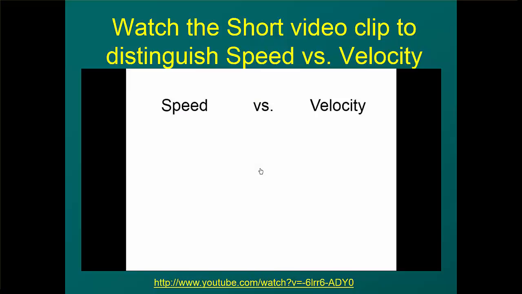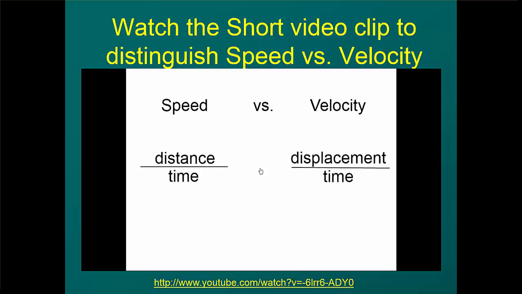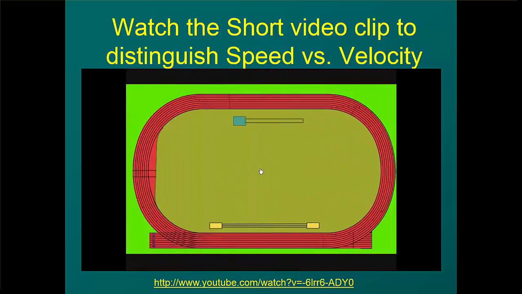How fast Usain Bolt was going depends on if you look at his average speed or his average velocity. Speed is given by the distance over time, whereas velocity is given by the displacement over time. We'll look at each of these separately. First, let's look at his average speed.